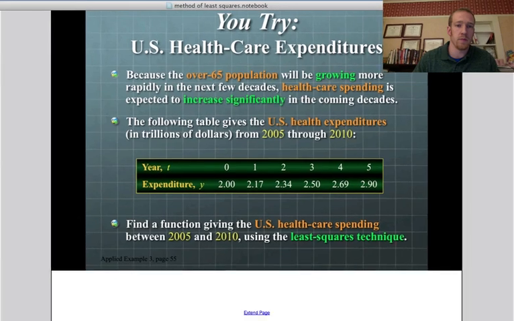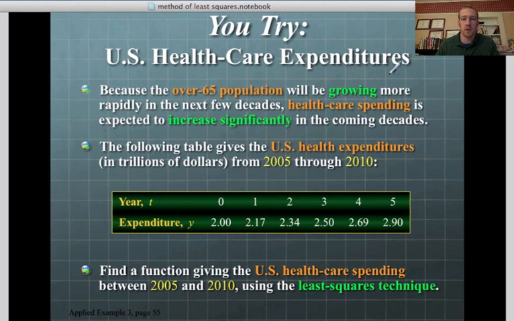Now, for your problem, you can read the example. It's in a context. Essentially, all you need to do is use this table and simply answer this question. Find the function. So do the same method with this table here.